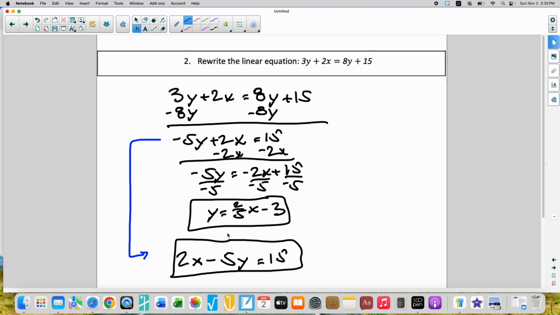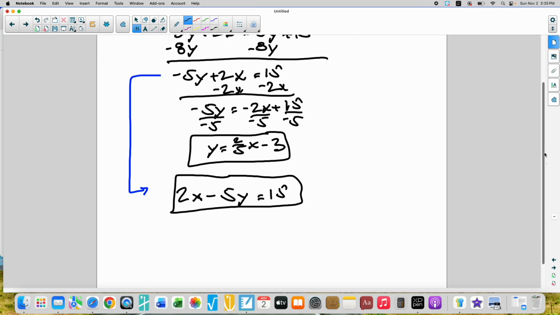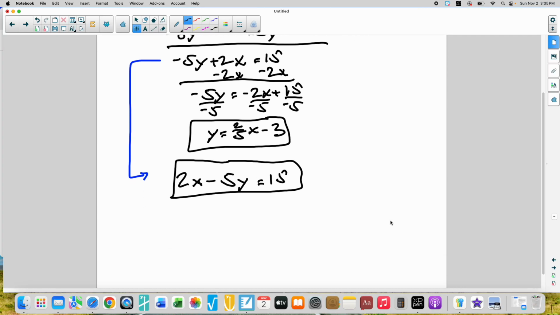Now, point slope form, I'm not sure if they do want that, but let's pretend they do. So this is slope-intercept.